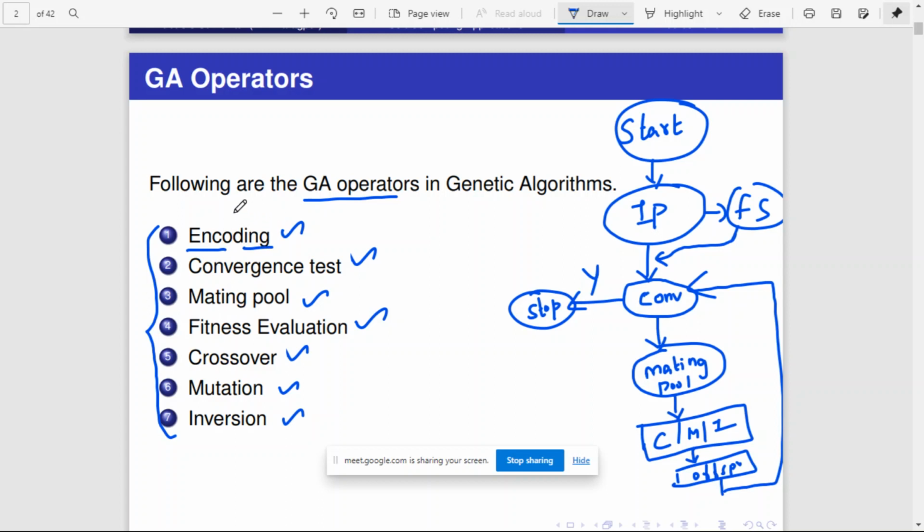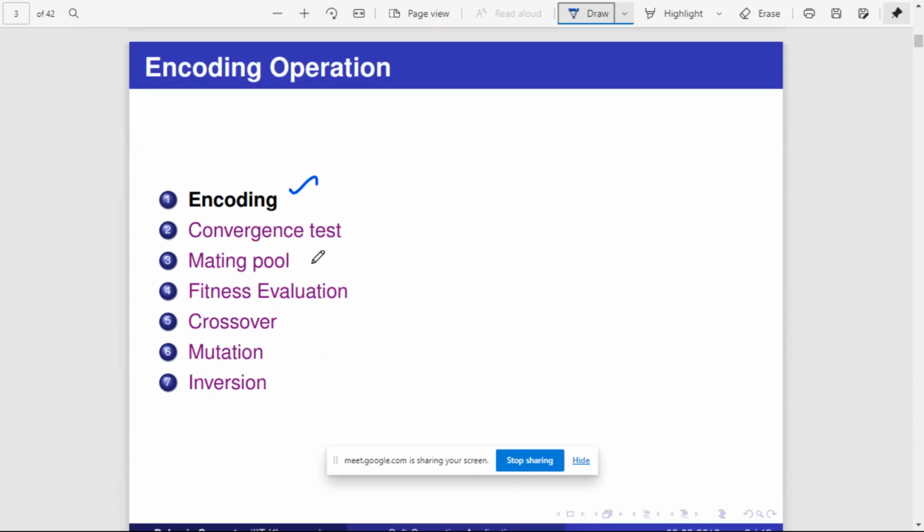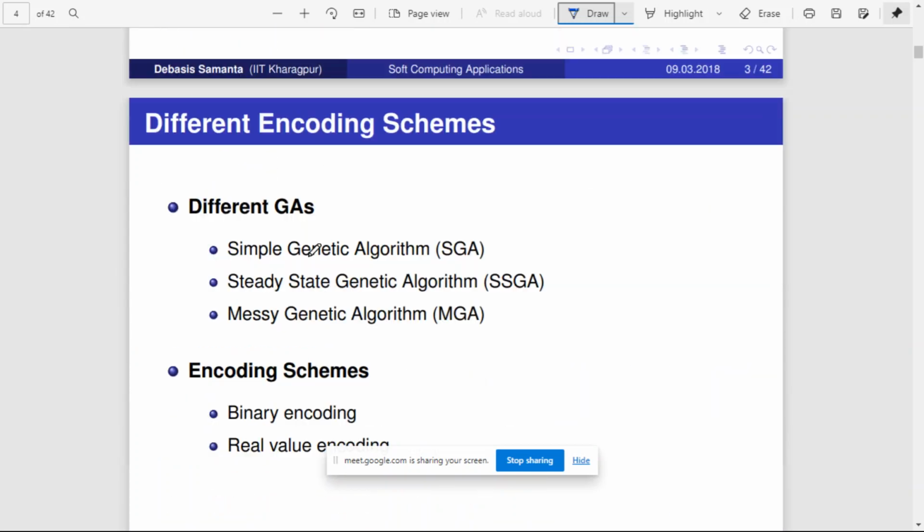Yeah, good. So why are we using encoding? It is used to create the initial population. This initial population is created through encoding. So how does this encoding work? This will be the objective of today's session. Okay, fine. This is what we are going to discuss in this class.